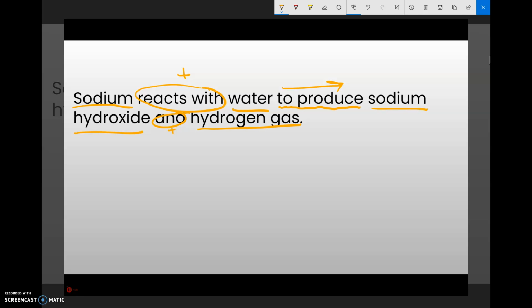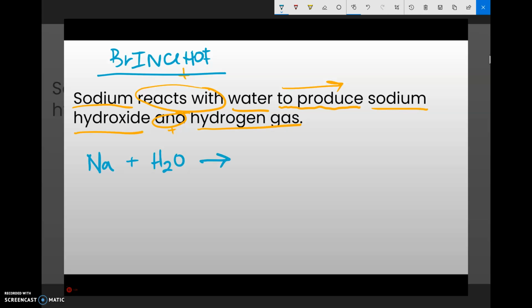Okay, so now that we have that, let's go ahead and write out our formulas. So sodium. Sodium is Na. Now you have to remember here, Brinkelhoff. Whenever you have elements that are by themselves, if it's one of these 7 diatomics, you have to write them with a 2. So sodium's in group 1. It's not a diatomic molecule. It's not a Brinkelhoff, so we're just going to leave it as Na. Reacts with, that's our plus sign. Water is just H2O. To produce is our arrow. Then we have sodium hydroxide.